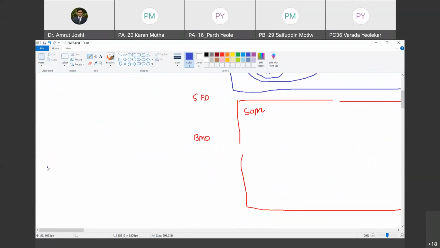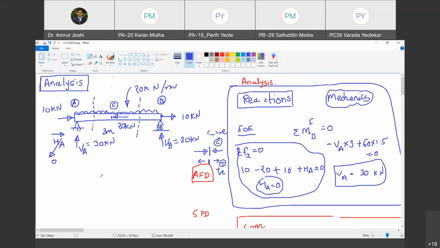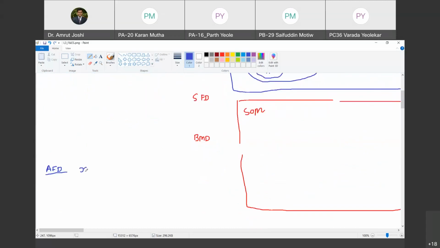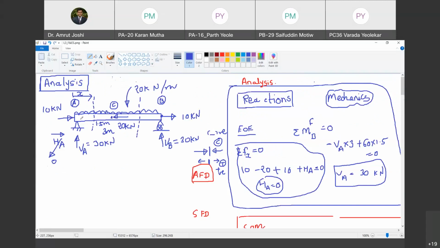Yes, sir. So let us do the calculations here. For the axial force diagram, I am going to consider a section at distance x, but that x will vary from 0 to 1.5. This is the midpoint. So at midpoint you are going to have this 20 kilonewton load. That's what is given. So this is 1.5 meter. This is also 1.5. So x running from 0 to 1.5, so the section lies anywhere between 0 to 1.5.